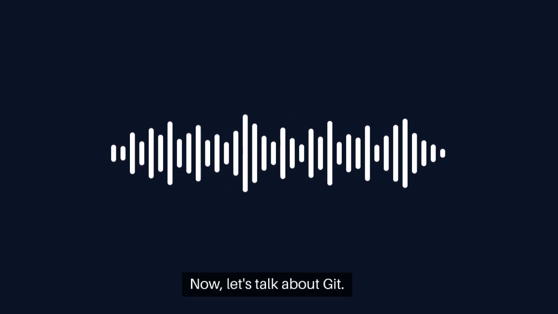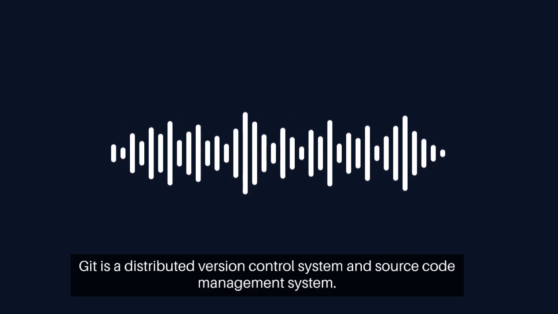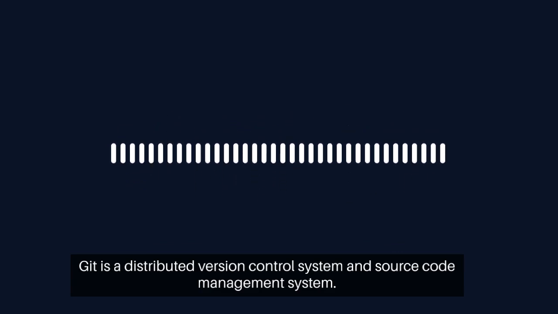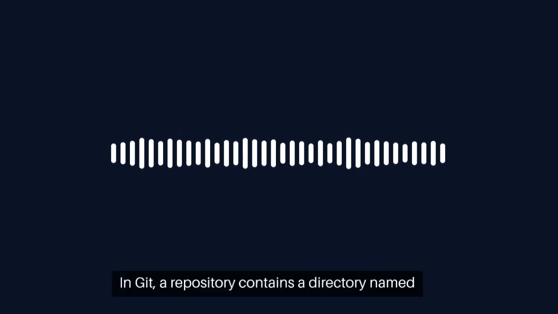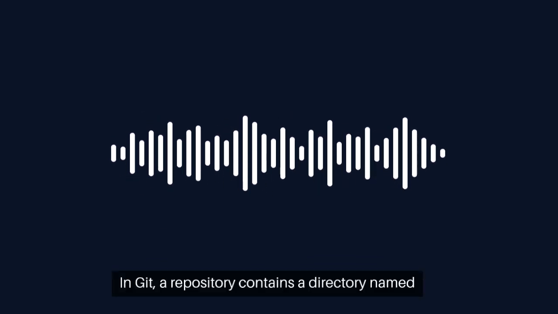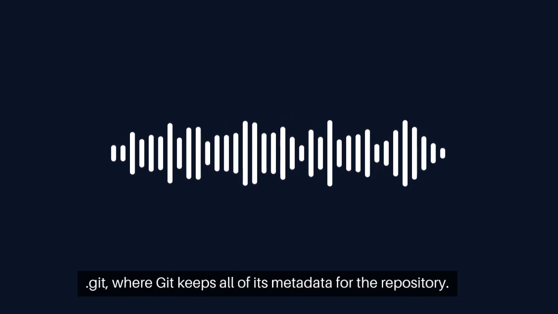Now, let's talk about Git. Git is a distributed version control system and source code management system. It's designed to handle projects of all sizes with speed and efficiency. In Git, a repository contains a directory named .git, where Git keeps all of its metadata for the repository. It's like the brain of your project.